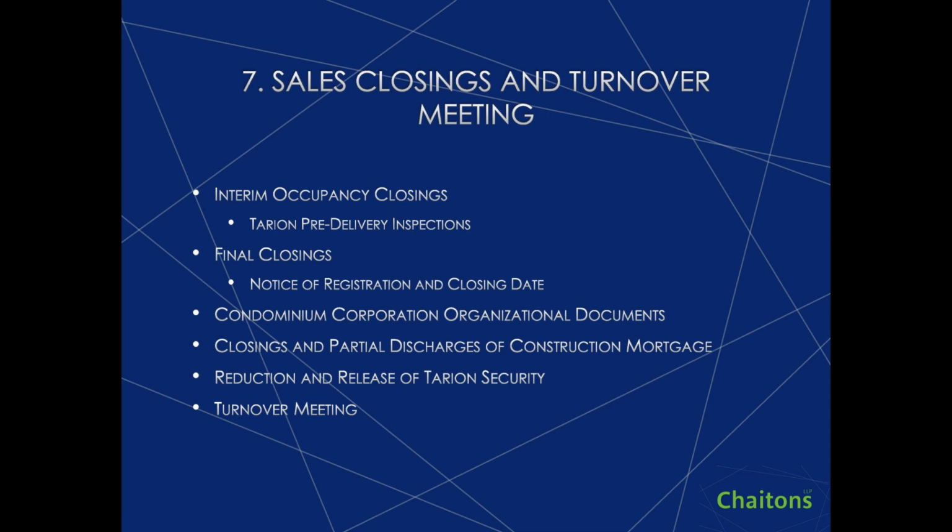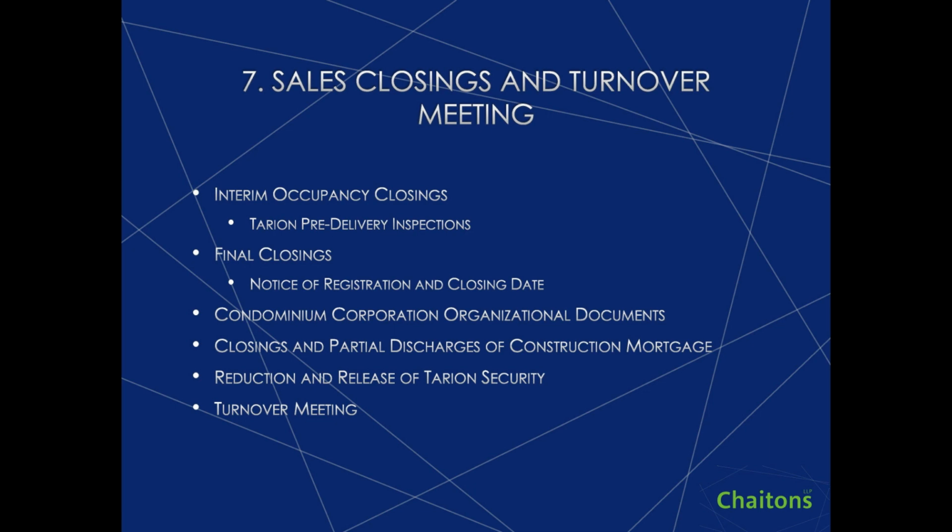When you complete closings, please keep in mind that you have to get partial discharges of any mortgages that are on title. So you'd get a payout statement for the construction loan and make sure that's paid off each time a unit is sold. If you've posted security with Tarion by way of a bond, your surety might require that you keep the net sales proceeds of the last one or sometimes more of the units as collateral.